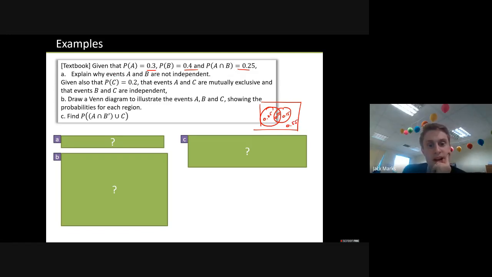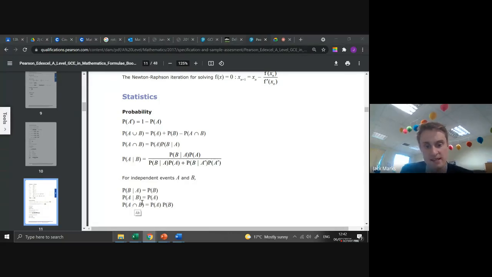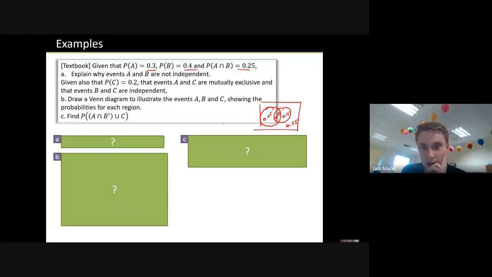So explain why A and B are not independent. Did you remember, I think this one's on our formula booklet, the rules about independent events? So if they are independent events, the probability of A multiplied by the probability of B should be the same as the intersection. So in other words, 0.3 times 0.4 should be equal to 0.25 if it's independent. So this should not work.